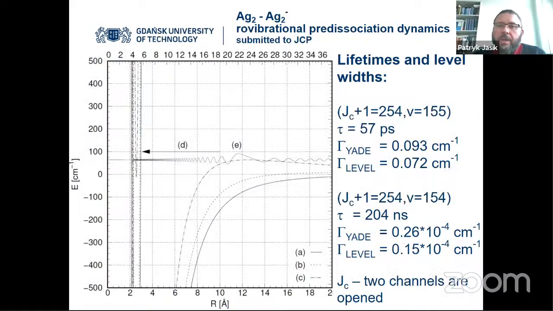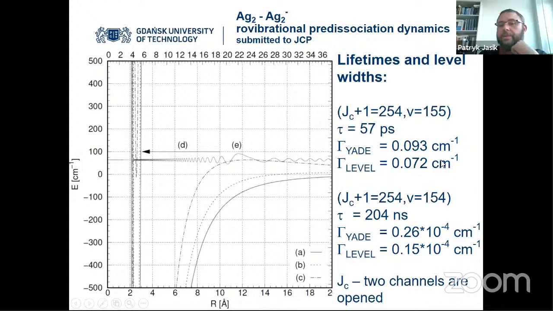So, results. Here I show you lifetimes and level widths of two selected vibrational levels, which we chose to show that when we are very close to the critical J, two channels are open, and we would like to show how vibrational predissociation looks for J a little bit larger than the critical J. So we chose this J, and for V equal 155 and 154, we obtained lifetimes of 57 picoseconds and 204 nanoseconds.